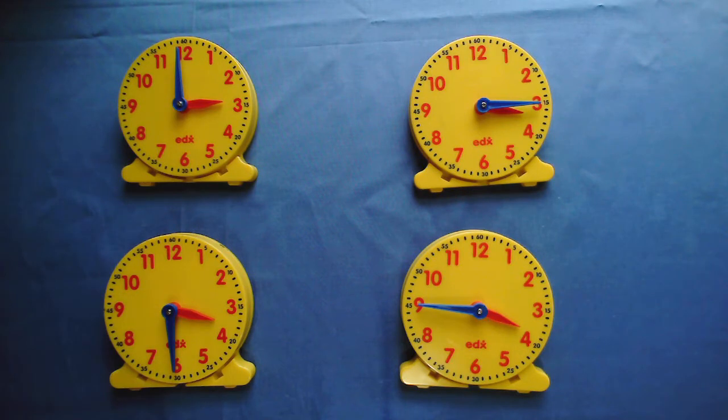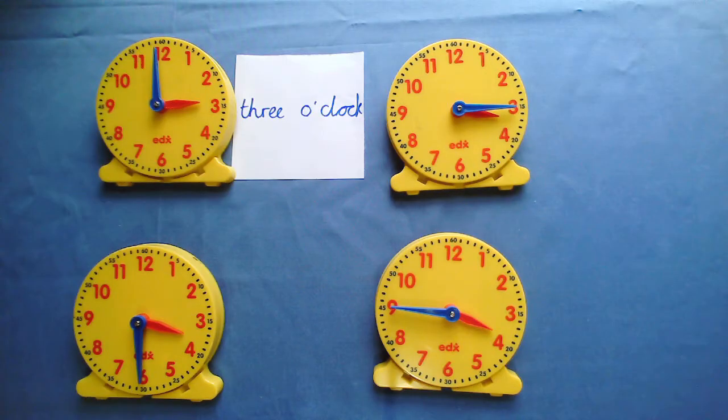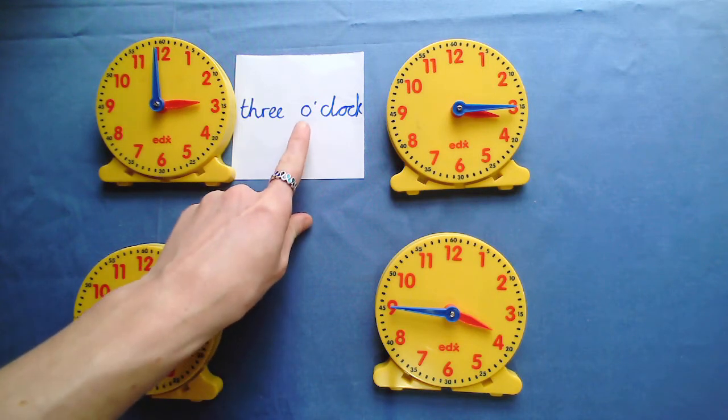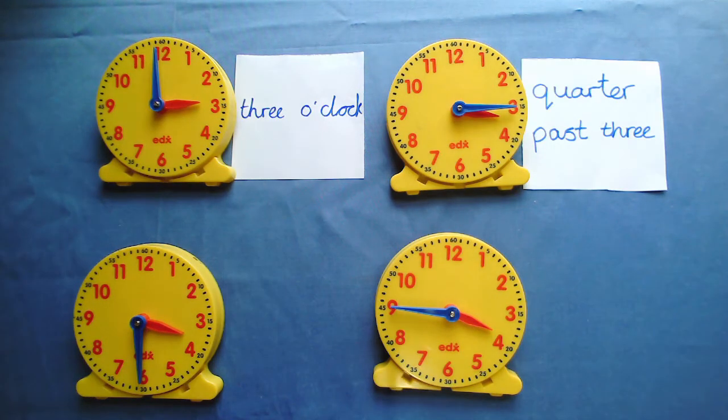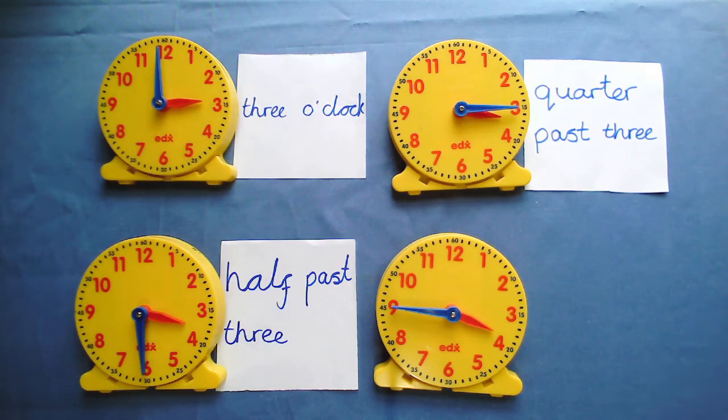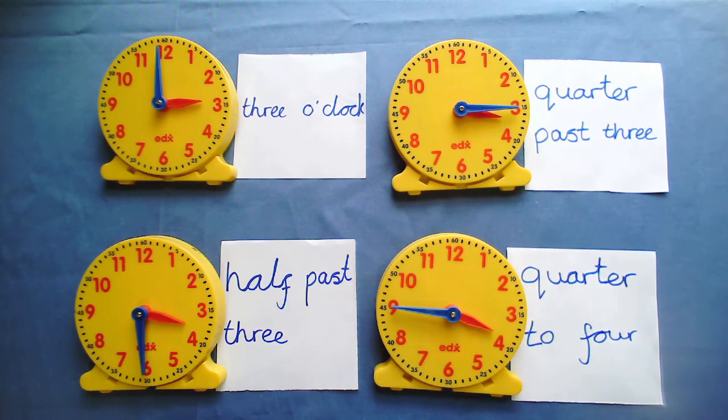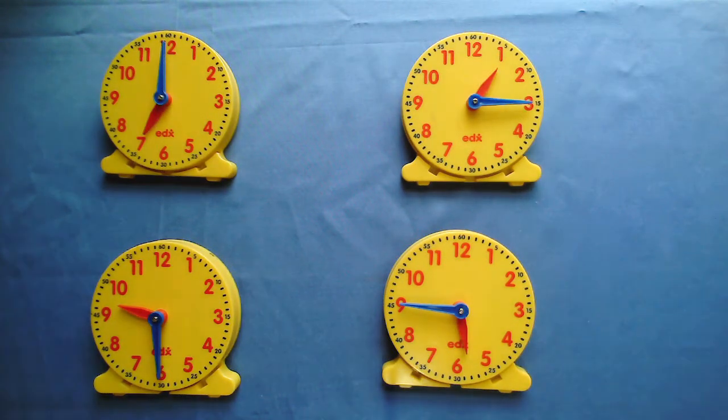How do you think we could represent each one with words? That's right, 3 o'clock. Remember when we write o'clock, it's O' clock. Yes, 3:15. 3:30. And 4:45. Can you pause the video and have a think about how you might write these times in words?